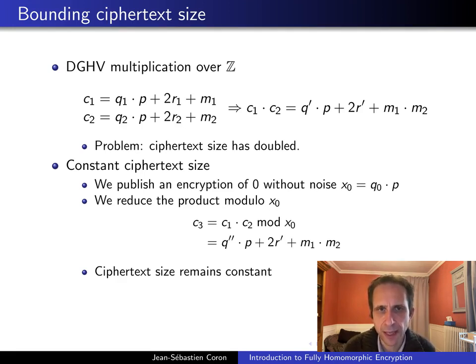And then, thanks to this x0, we can reduce the product modulo x0. So we compute C1 times C2 modulo x0, and we obtain q'' times p, because we have subtracted a multiple of p, plus the same 2r' plus m1 times m2. So this ciphertext C3 remains an encryption of m1 times m2, simply because we have subtracted a multiple of p. And now the advantage is that the ciphertext size remains constant. The ciphertext is always smaller than x0.